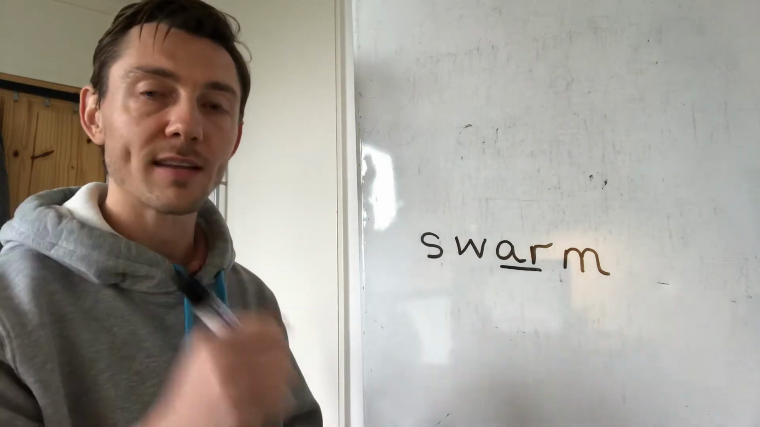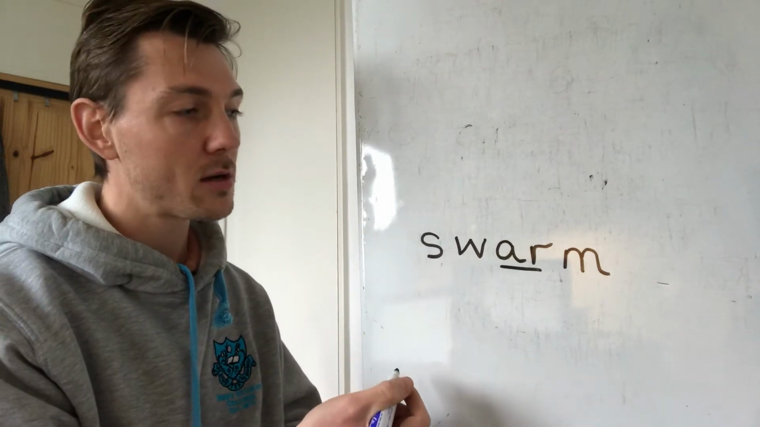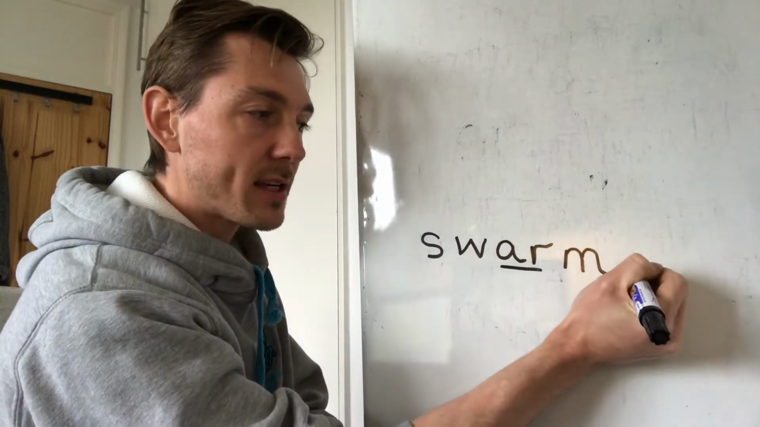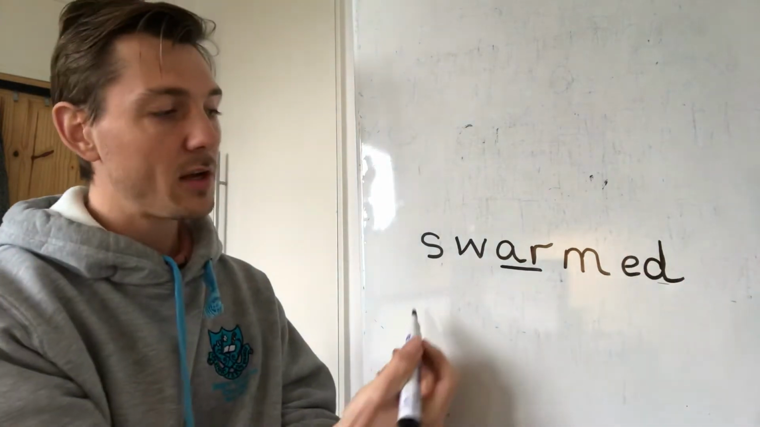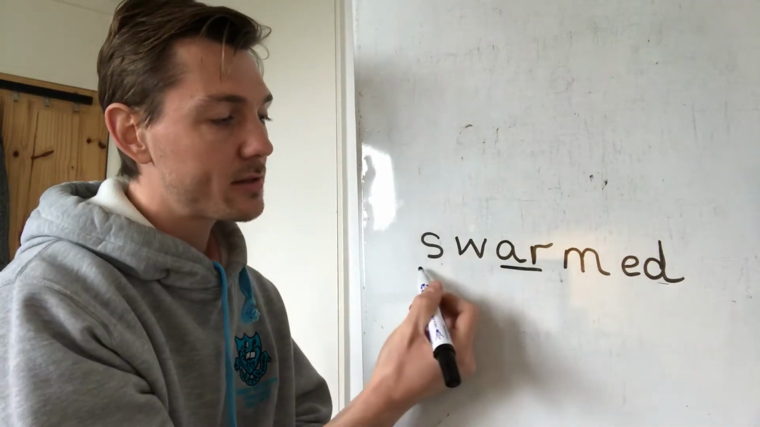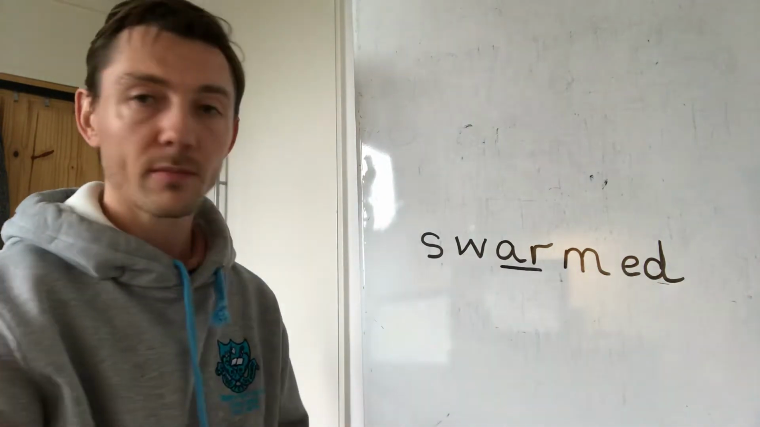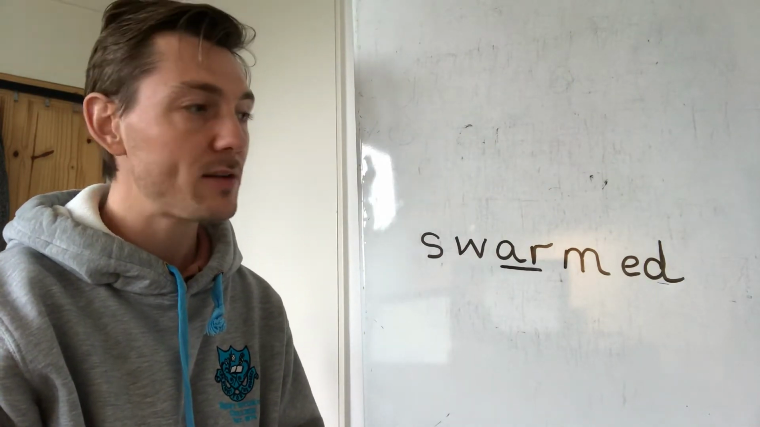Okay, now add another sound where it needs to be to turn this into the word swarmed. So the past tense of swarm, swarmed. And we're going to add the ed at the end, aren't we, for the d sound. So now we have swarmed.